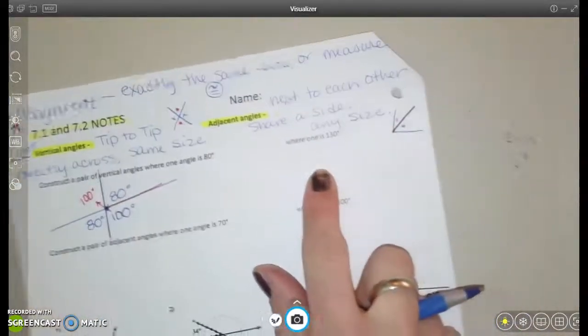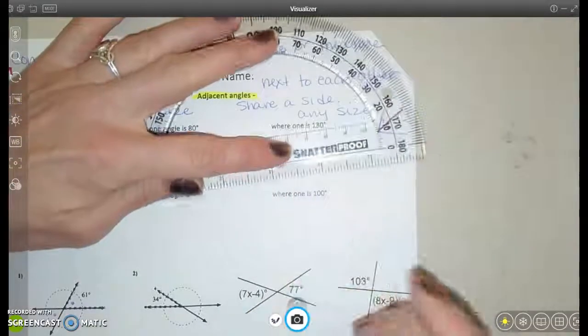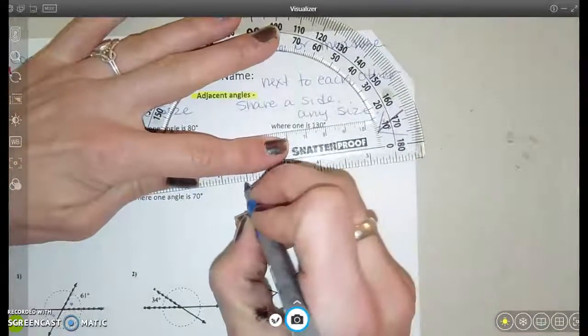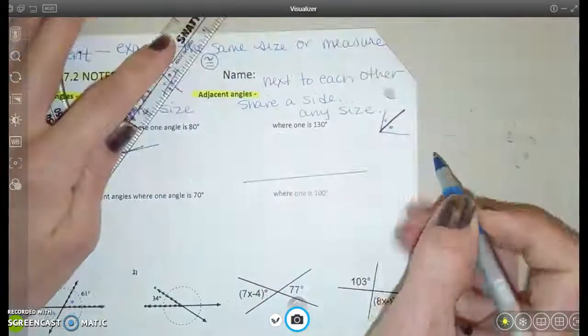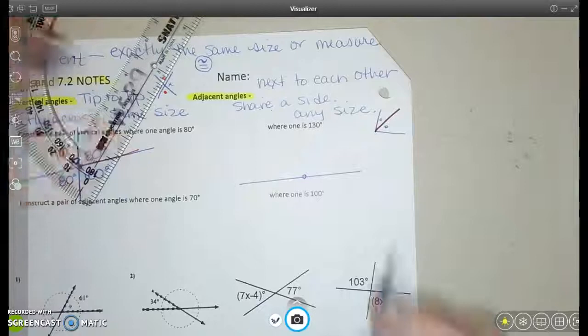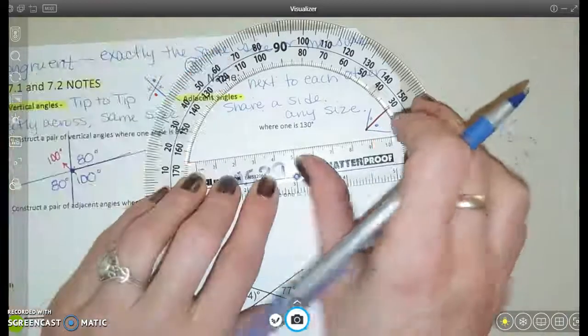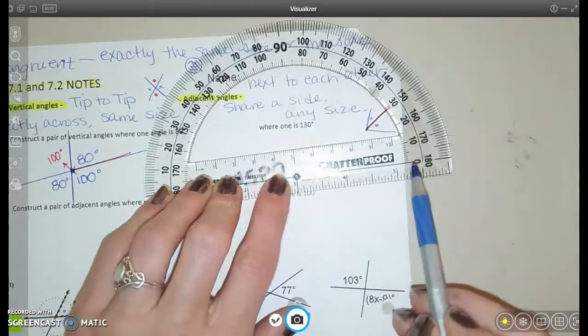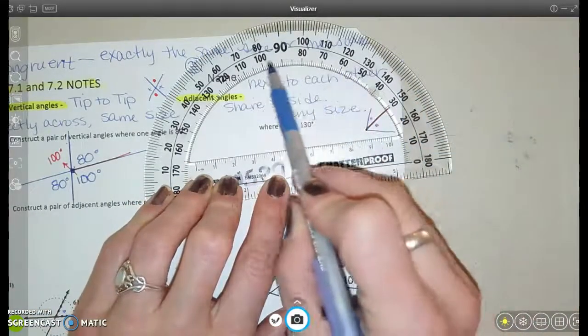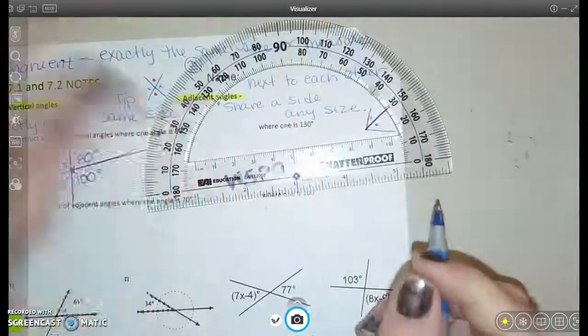So a pair of vertical angles where one angle is 80 and one is 130. Start with a line, doesn't really matter. Put a vertex on it. I should have spaced it out better, but that's okay. Pick your protractor back up and line it up. Decide which way you want your angle to measure and start at zero. So I'm gonna go all the way over to here, find 130 and put a mark on your paper.